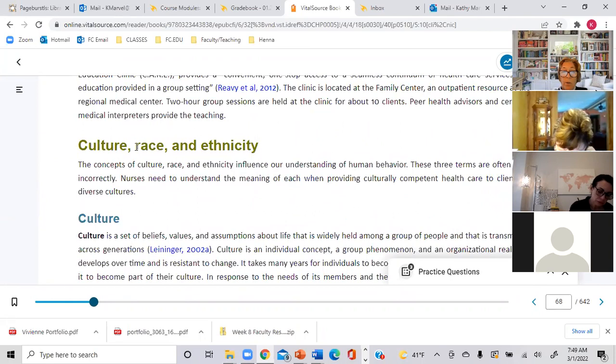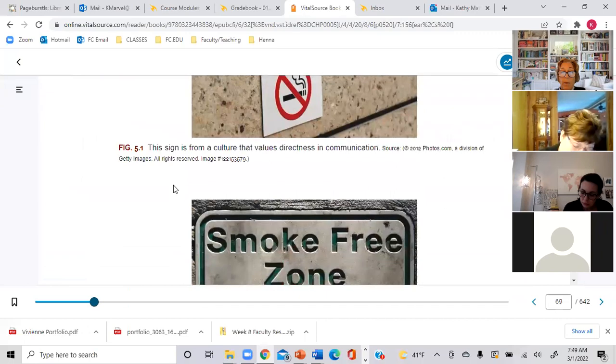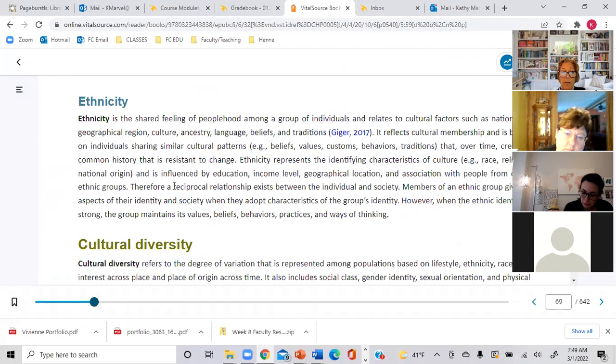And then here's your culture, race, and ethnicity section, right? The concepts of culture, race, and ethnicity influence our understanding of human behavior. These three terms are often used incorrectly. Nurses need to understand the meaning of each when providing culturally competent care. So I would have a look at these three terms and just read a little bit more in depth about what each of them mean. We're talking page 68 through 69 for those three.